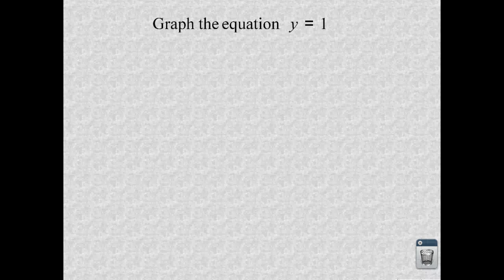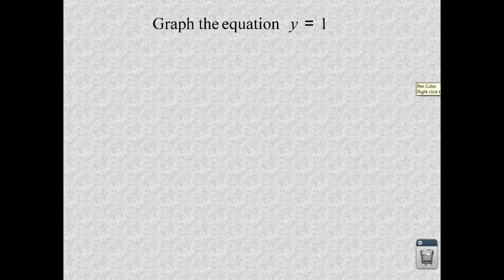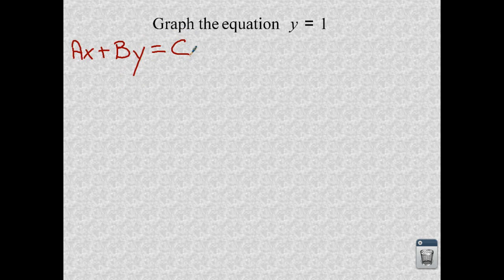Okay, second problem. Thinking about the standard form, what happened here? We don't have an x value, so it looks like the coefficient of the x was a 0, so that kind of eliminated the x, and we were left with by equaling c. And the coefficient b is known as the coefficient in front here, which is a 1, so it's saying 1y is equal to 1. And what is that going to look like on a grid?